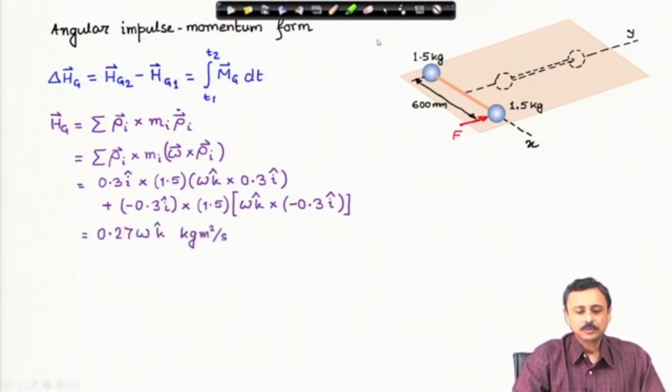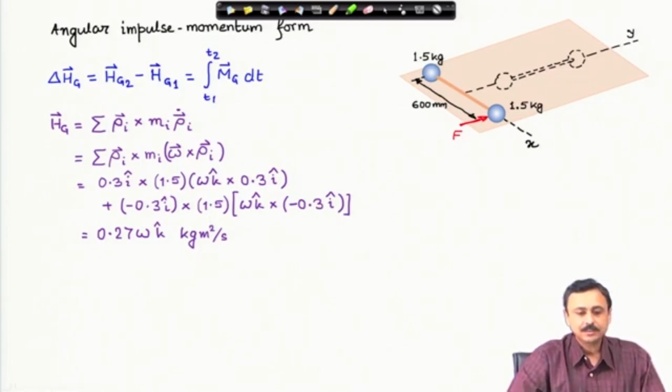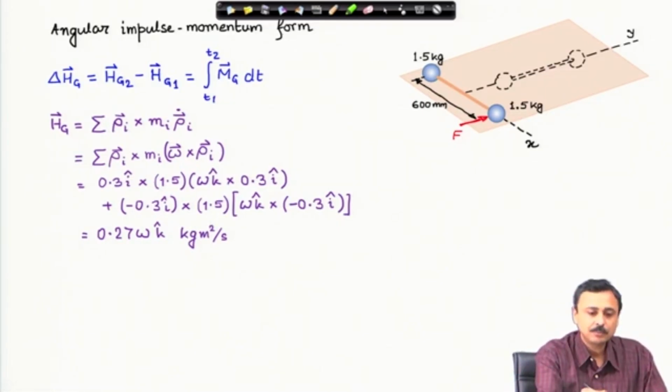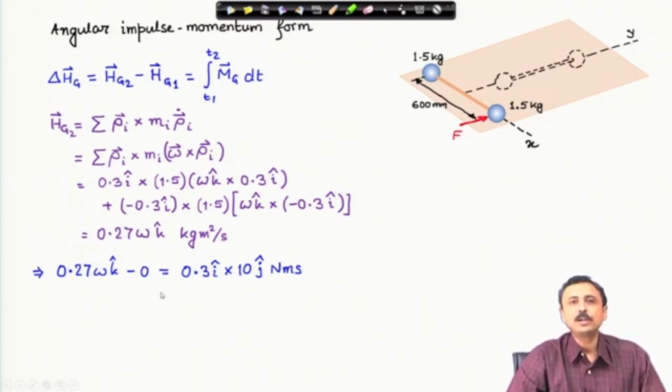Now, if you do this calculation, that turns out to be 0.27 omega k cap kg meter square per second. This is the angular momentum of this system just after the impulse has been applied, and this must be equal to, because the initial angular momentum is 0, it was at rest. So, this minus 0 must be equal to the angular impulse of the force.